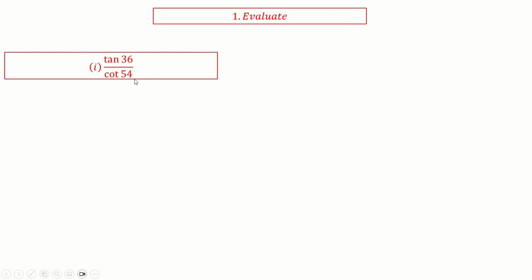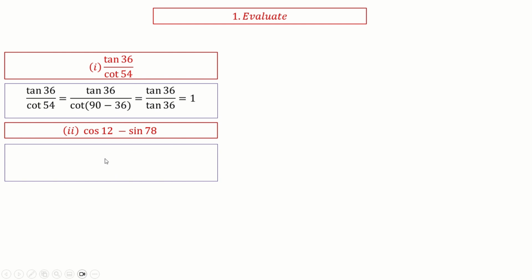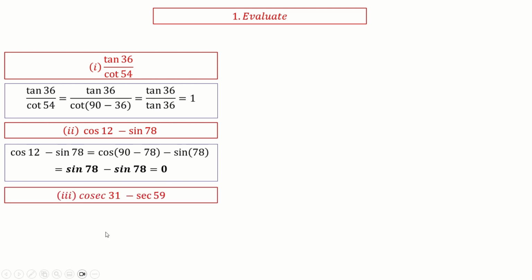Evaluate tan 36 by cot 54. It's nothing but cot of 90 minus 36, so it's a complementary angle. So tan 36 by tan 36, which is 1. Next, cos 12 minus sin 78. Cos 12 is the same as cos of 90 minus 78, minus sin 78. So cos of a complementary angle is sin 78, so sin 78 minus sin 78, which is equal to 0.